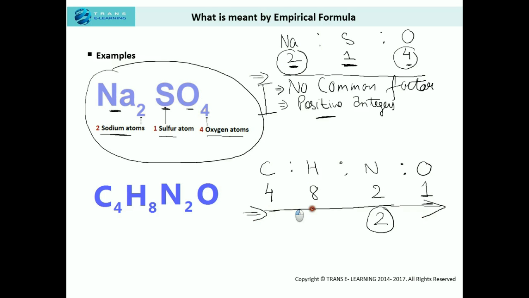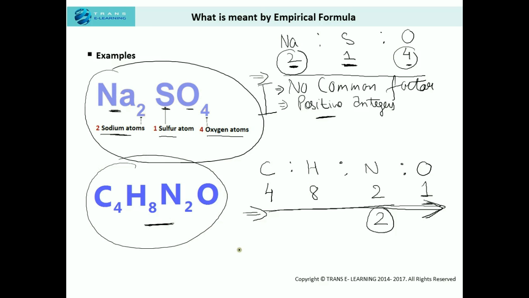So if we take the overall ratio into consideration, we cannot take any common factor. That means the ratio of the atoms of various elements present in this compound has no common factor. So we cannot convert this formula into a simpler ratio. So this formula represents the simplest whole number ratio. Thus this represents the empirical formula of this compound.